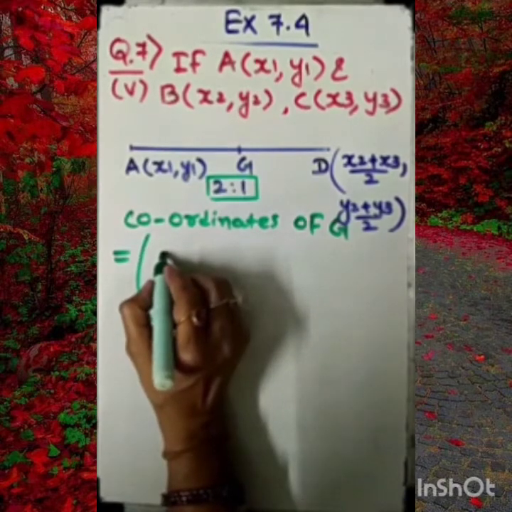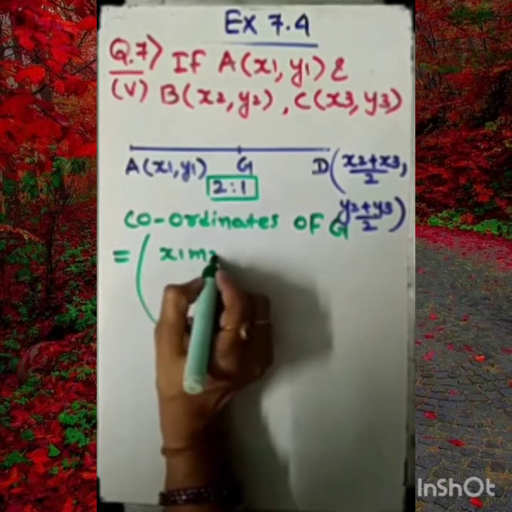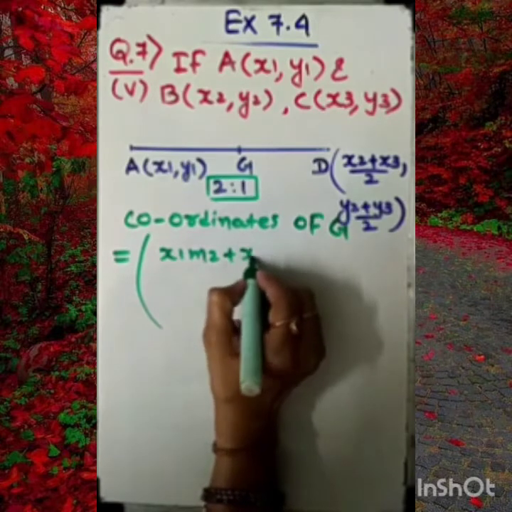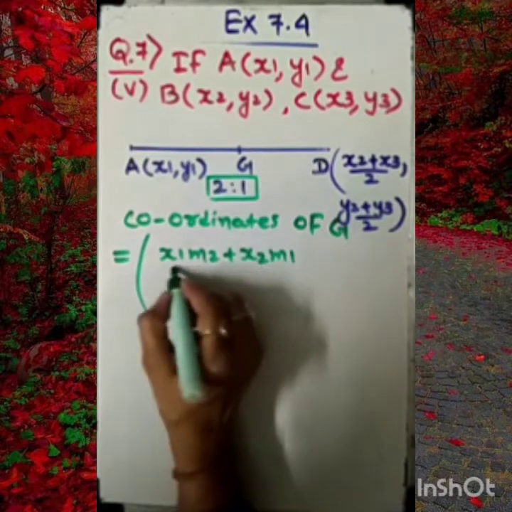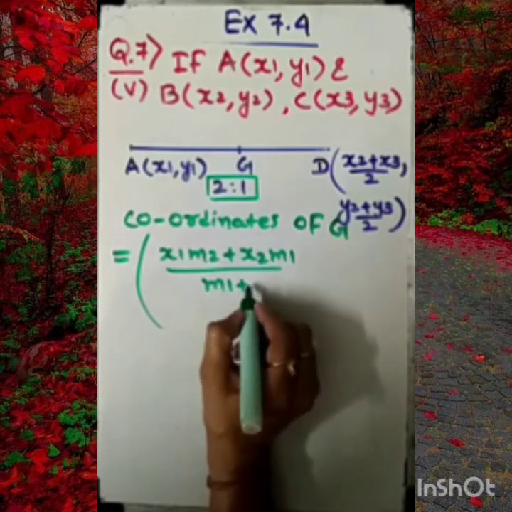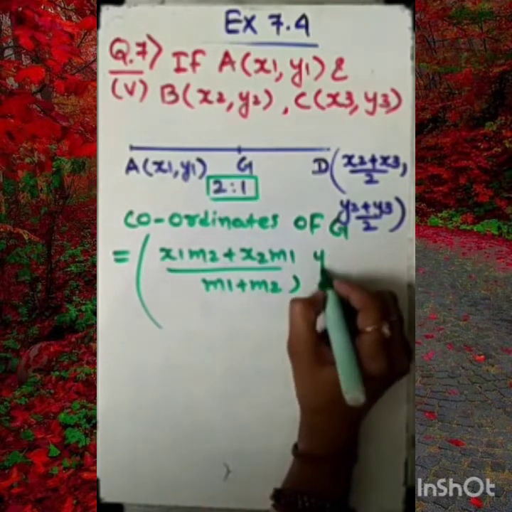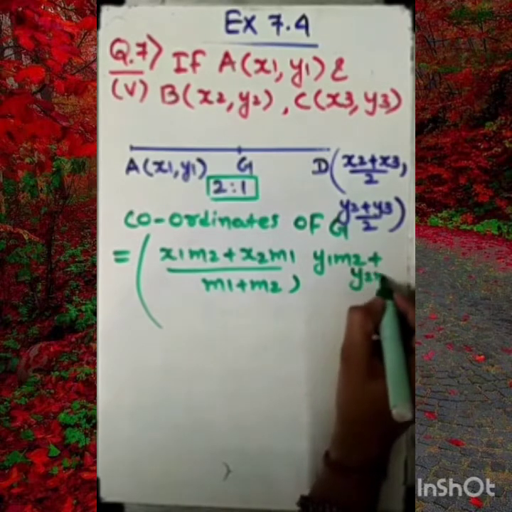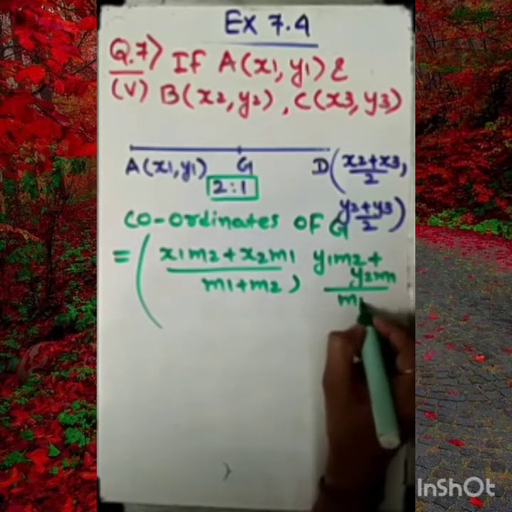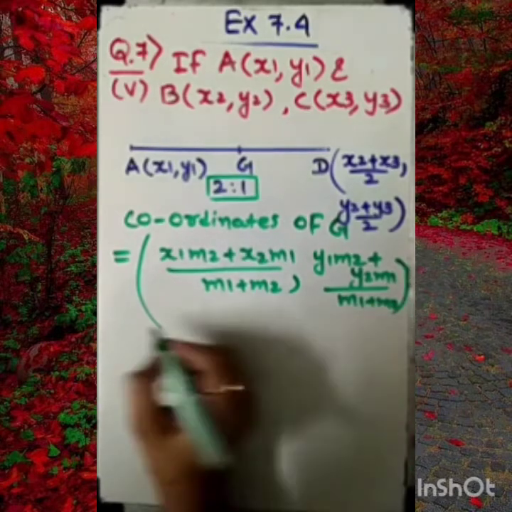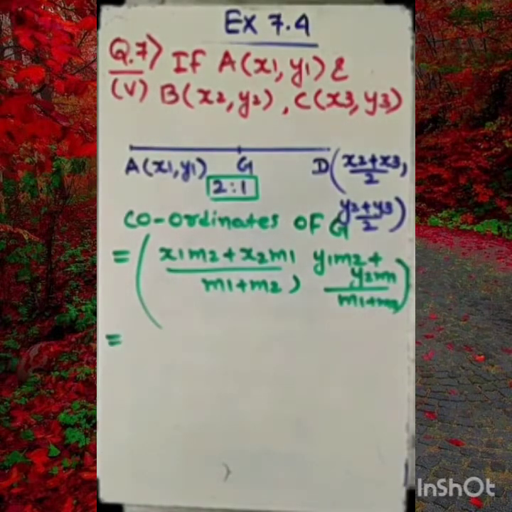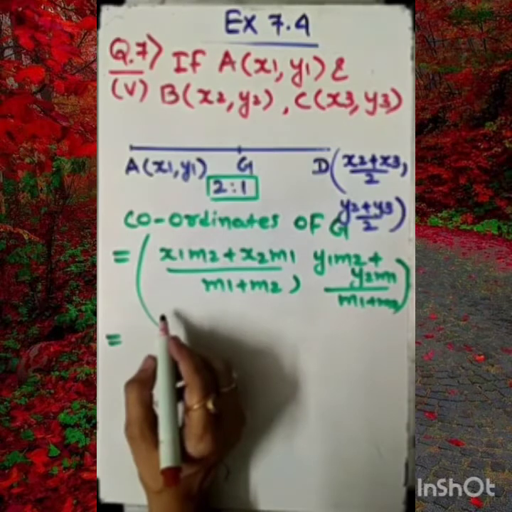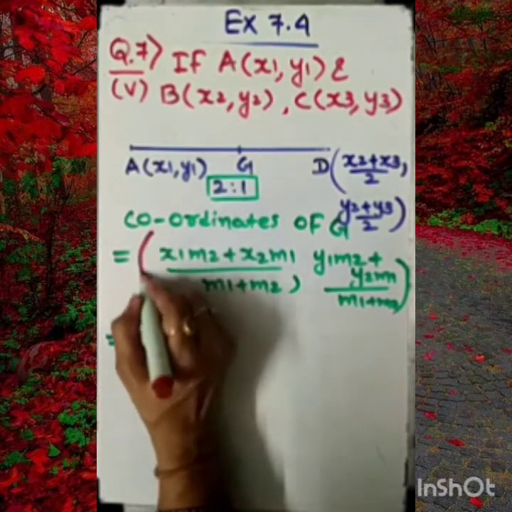Section formula, I am applying: x1 m2 plus x2 m1 divided by m1 plus m2, comma, y1 m2 plus y2 m1 upon m1 plus m2. Got it? So dear student, we are having here the application of x1 m2. So let's go with that.